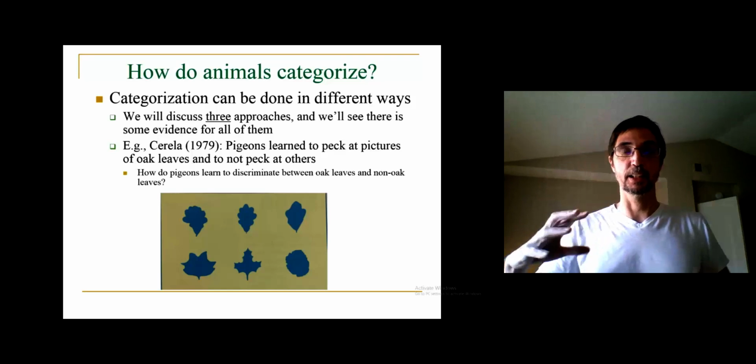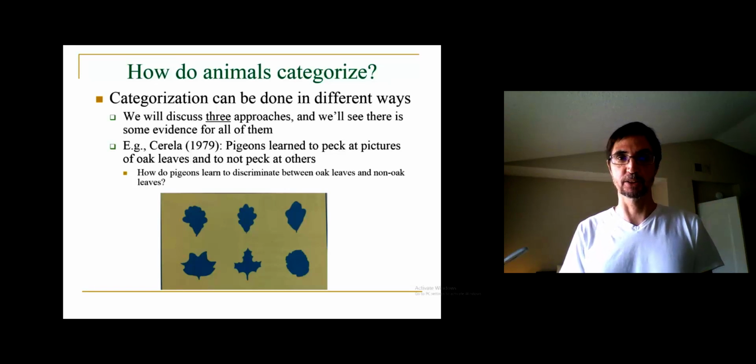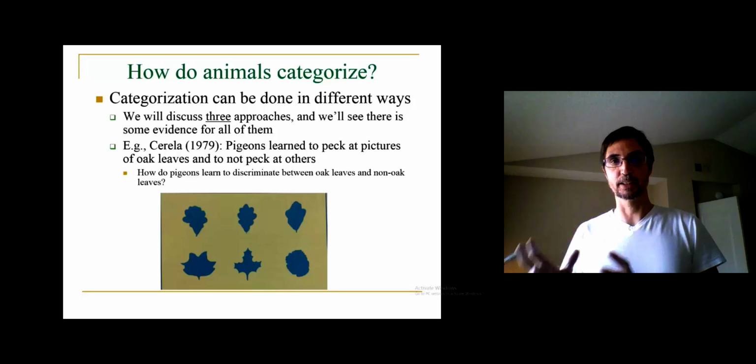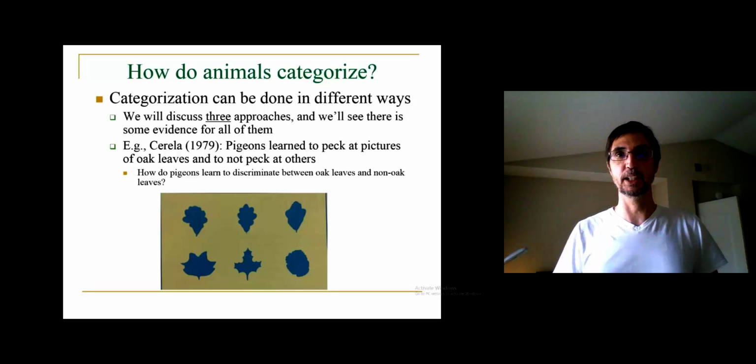Let's start, to provide the groundwork for our discussion, by briefly discussing an experiment by Sorella from 1979. Sorella trained pigeons to peck at pictures of oak leaves and to not peck at silhouettes of other types of leaves. The question is, how do pigeons learn to categorize oak leaves and not oak leaves? The sample stimuli are listed in the figure here. The top three silhouettes are oak leaves, and the bottom three are non-oak leaves. They learned to peck a key for the top types of leaves, but not for the bottom ones.